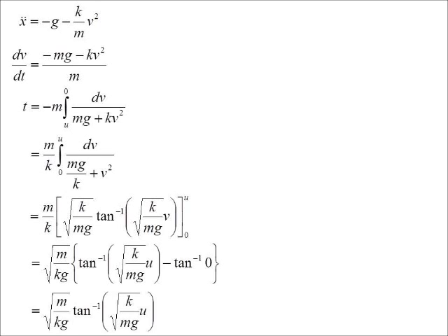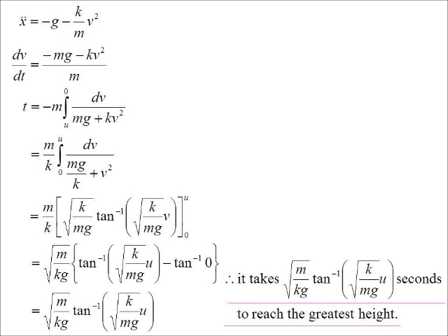I've tidied up my constants. The m and the square root of m cancel to give me the square root of m on top. Square root of k and k also cancel, square root of k, and I've still got my square root of g there. Now, inverse tan, sub in u, sub in 0, well, inverse tan of 0 is 0. There is an expression for the time it takes to get up there. Without knowing what the mass is and all the other information, that's the best we can do. So that's how long it will take.